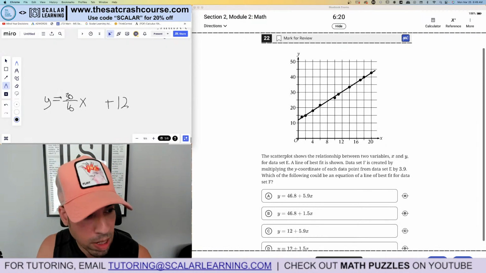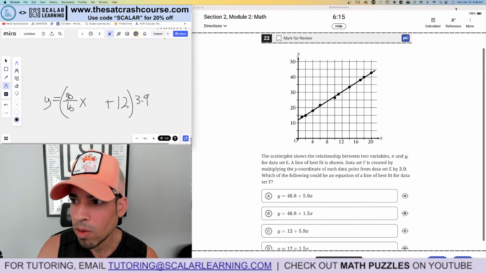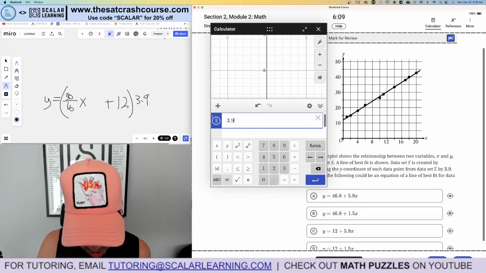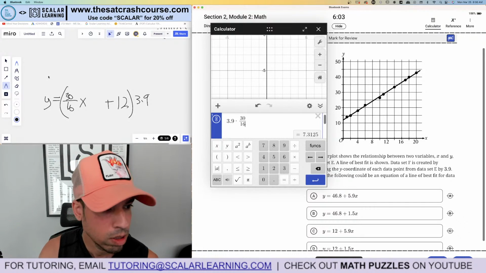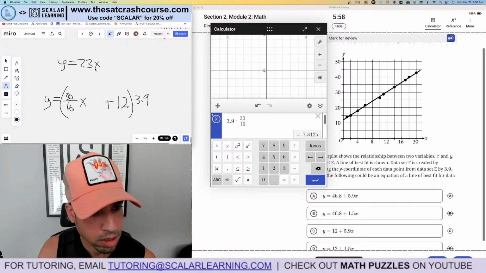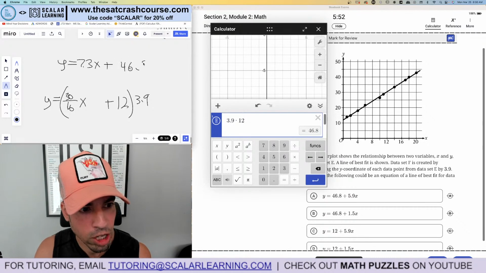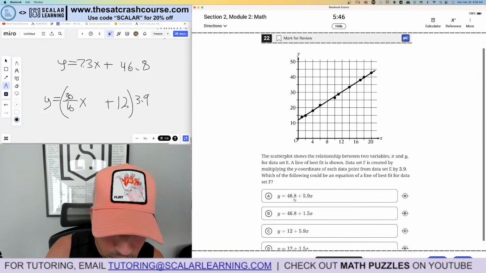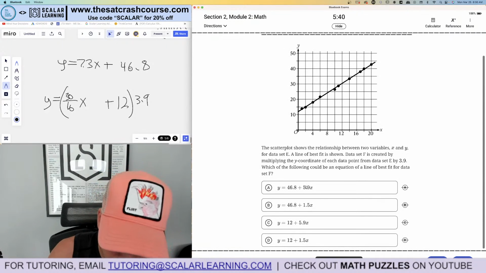Now, if I'm going to multiply every value by 3.9, I'm literally taking this and multiplying it by 3.9. So now let's approximate. 3.9 times 30 over 16. So the slope should be about 7.3x plus 12 times 3.9 is 46.8. So we should have a y-intercept of 46.8, which we do. Oh, look at that. Right on the money. 46.8, 46.8. It's got to be one of these two, and a slope of 7.3.